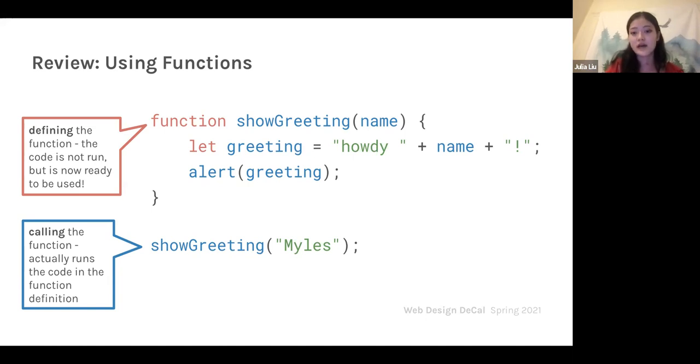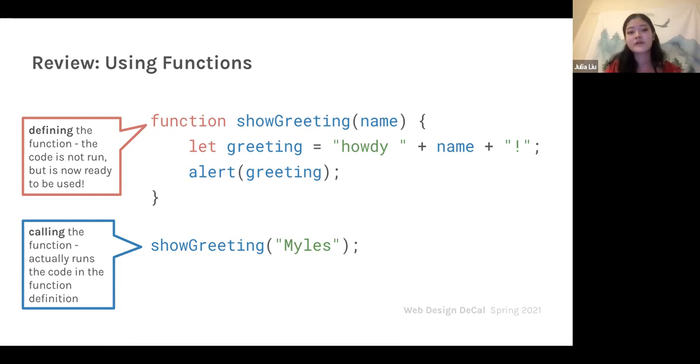So here we have name as a parameter. We know that whenever you call the function show greeting, you want to pass in a string that will take the variable name. And then you can do whatever you want to the variable name and return a value, for example. Here we're doing let greeting equals howdy plus name plus exclamation mark. That does a string concatenation with the variable, and then it alerts that greeting string in your browser.